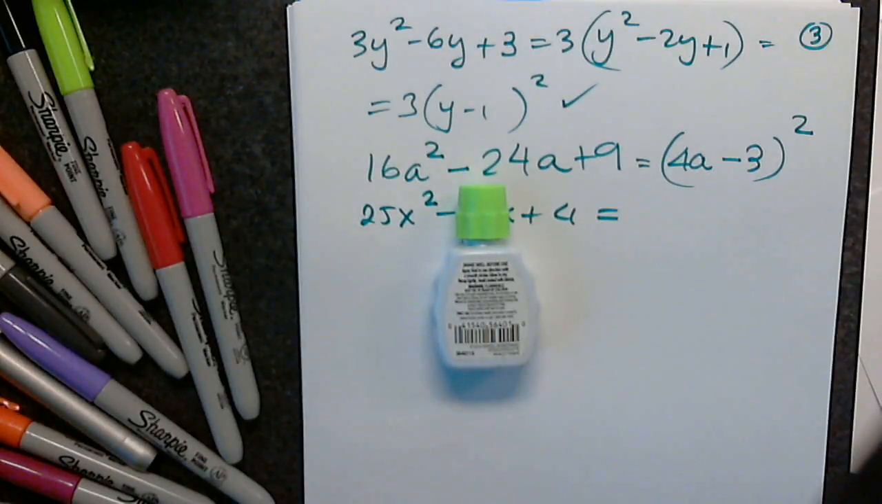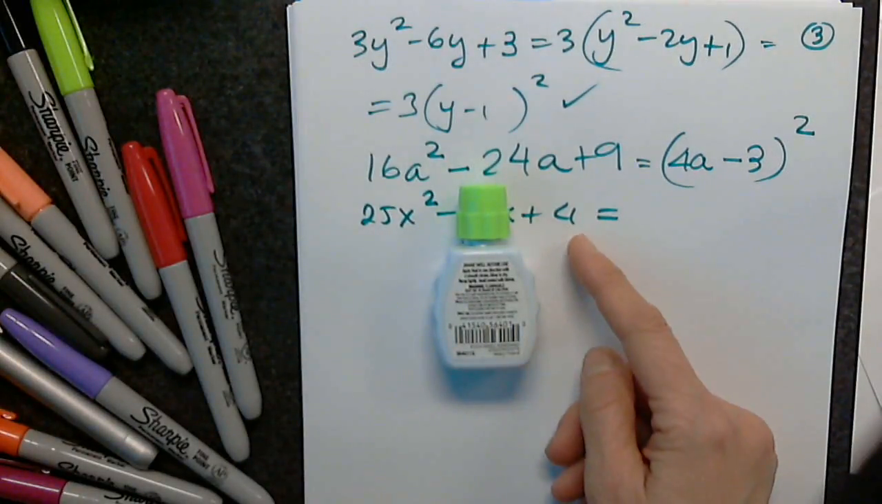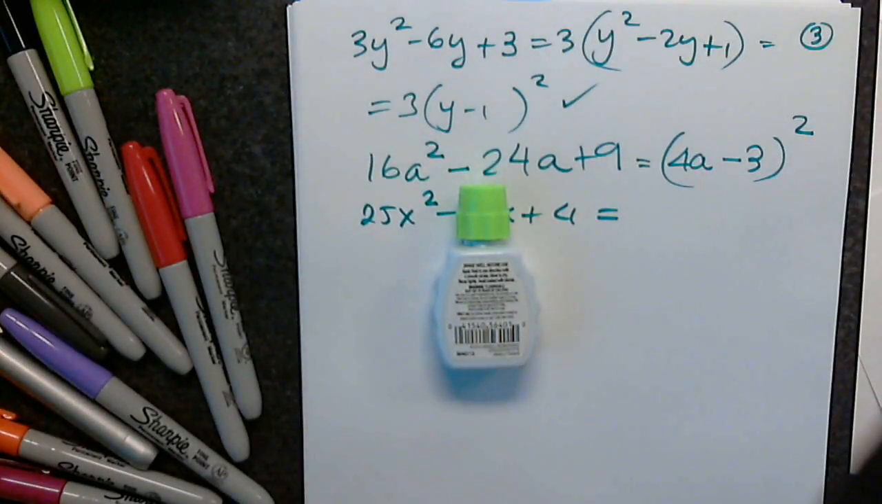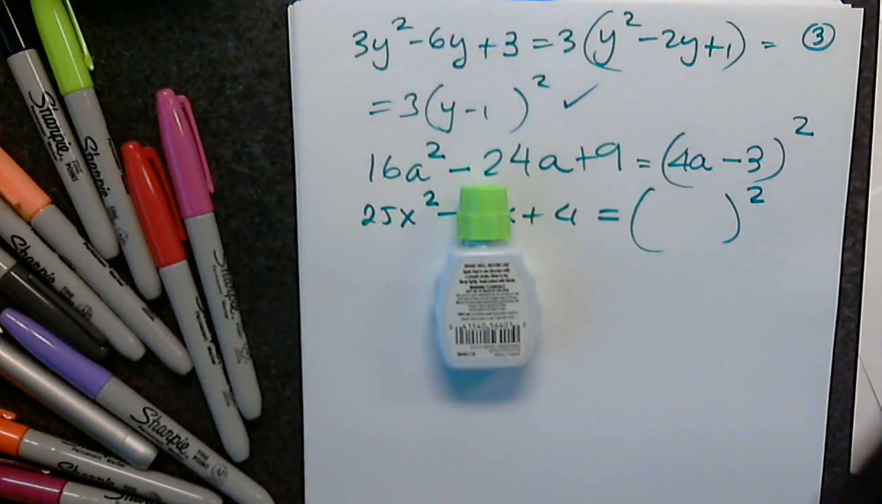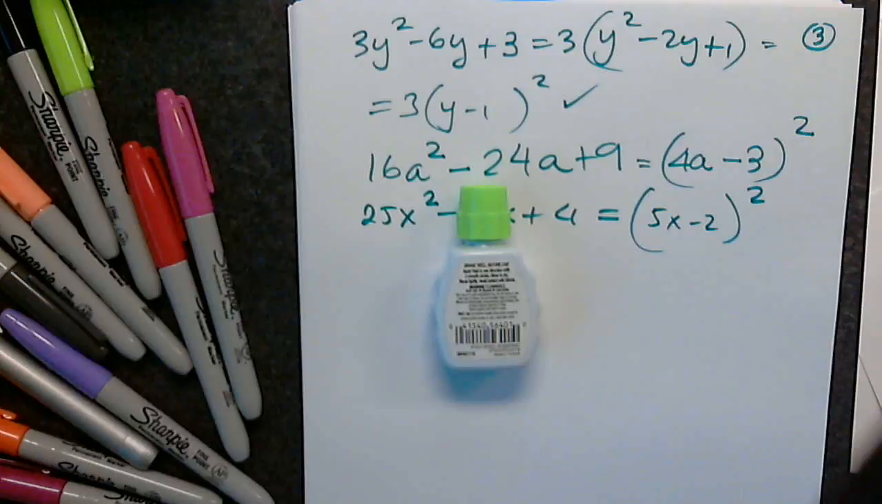Good. So is this a perfect square? Yes. What would you square to get this? 5x. Good. Is this a perfect square? Yes. What would you square to get this? 2. Good. So then in parentheses, you expect 5x minus 2, squared. Good. Do not trust it just yet.